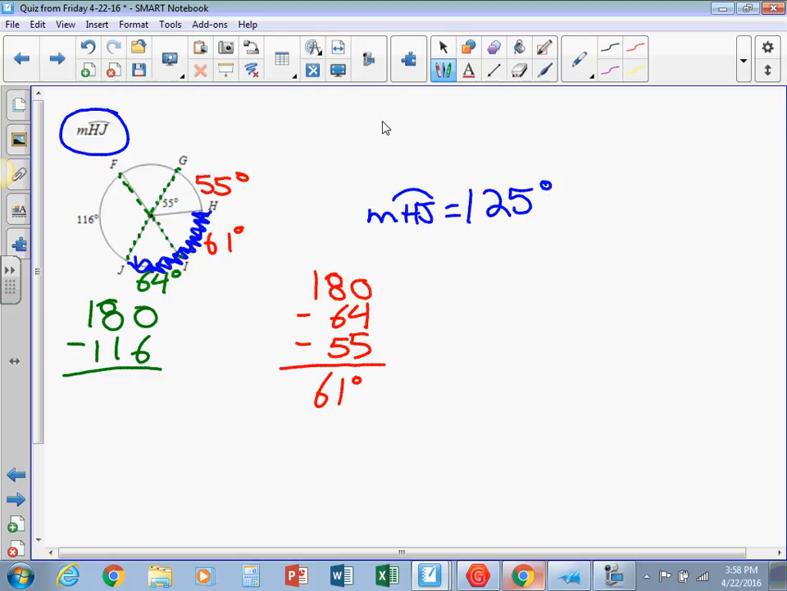Again, is this the only way you could have done this problem? Most certainly not. It's all about what you see, but the big key point is the fact that I'm using central angles. Okay? Next question.